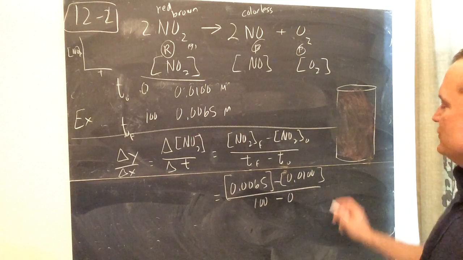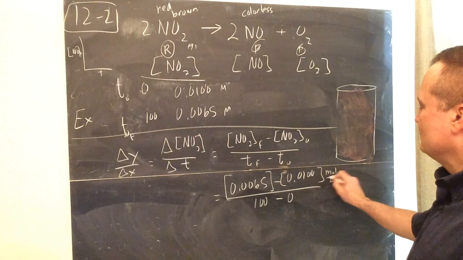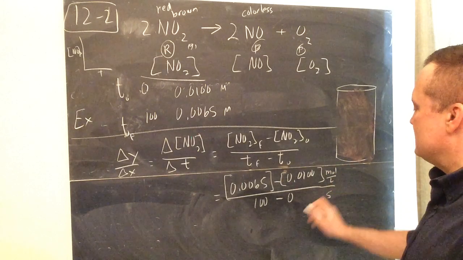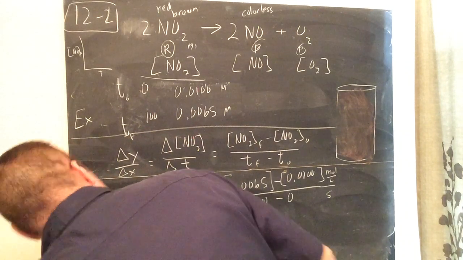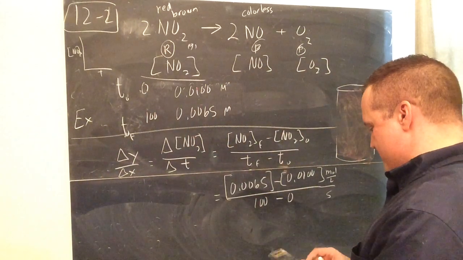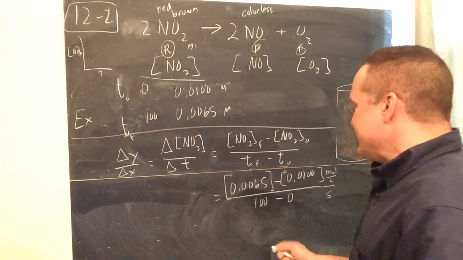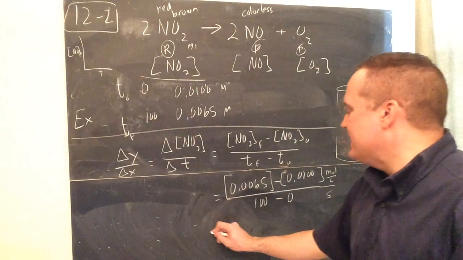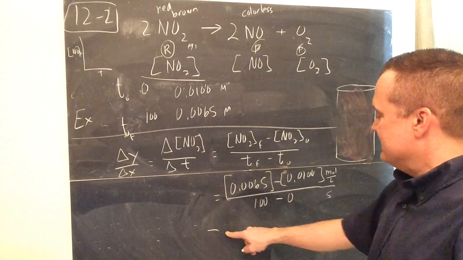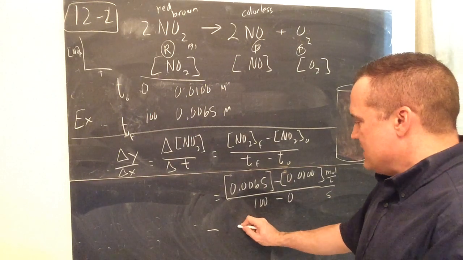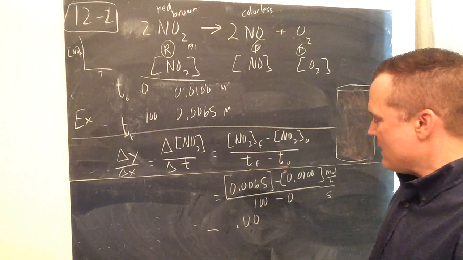Now, you always want to have your units. All of this is mole per liter, and all of this is seconds. So when I calculate 0.0065 minus 0.0100, I get a negative number, and that makes sense. It should be negative because this number is smaller than that one. Negative 0.0035. I get 3.5 times 10 to the negative 3.